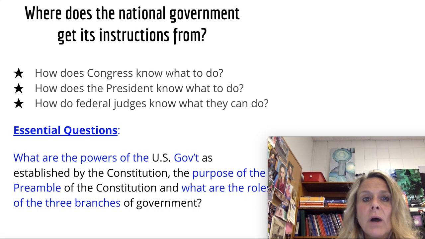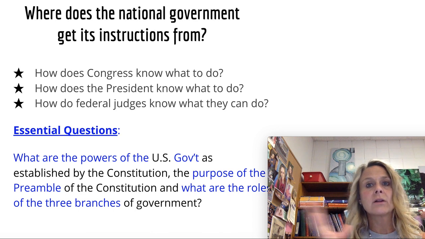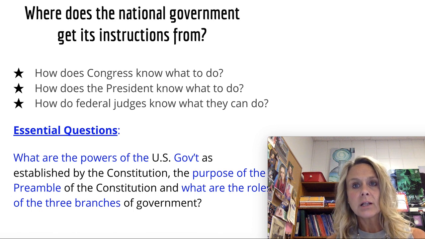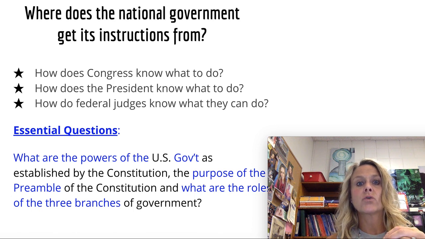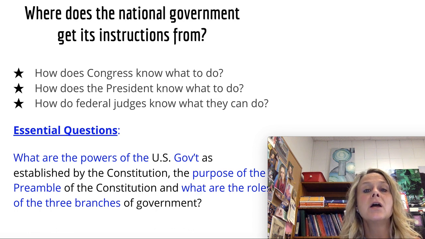All right, so how does our national government know what to do? Where did those rules come from? After we declared our independence, the founding fathers created the Articles of Confederation. We lived under those rules, but they realized it wasn't working. So in 1787, they decided to meet in Philadelphia and said, we need to write new instructions for our rules to keep our country together. And so the instructions come from the Constitution.